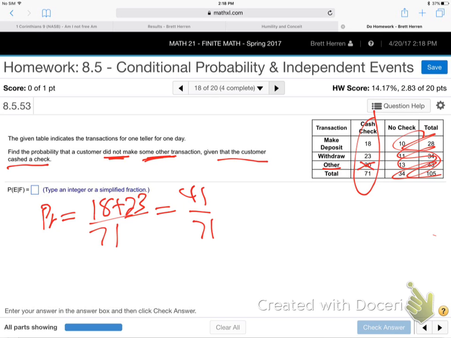It's a little different. It's because they said not other. So usually they just pick one spot. But there they said not one of the spots. So we add the other two up. 41 out of 71.